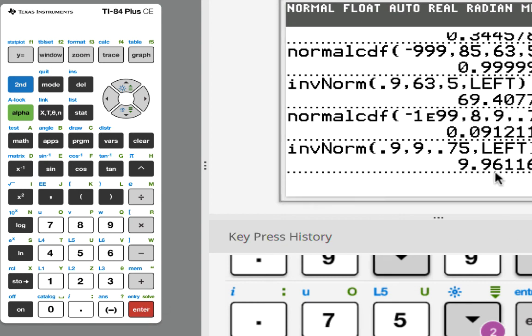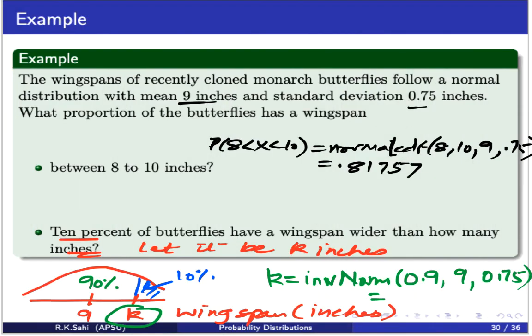You will get 9.96. Now remember, this is a word problem, it's inches. That means 90% of the butterflies have a wingspan less than 9.9611 inches. Let's write it down. So what's the answer? This is 9.96 inches. Thank you, guys. And then we will continue talking later about normal approximations to binomial distributions.